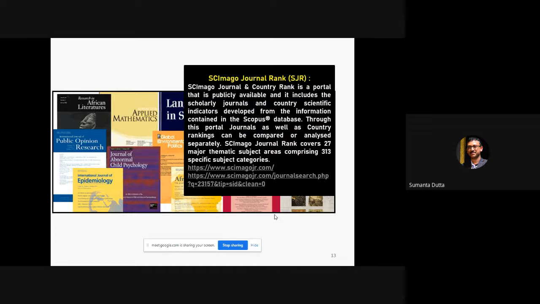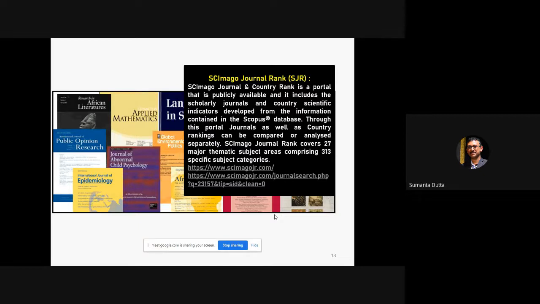Now the next question arises in the context of this SJR: how can we calculate the SCImago Journal and Country Rank? They are also adopting a 3-year window. They are adopting a weighted average method. The formula is A by B. In A, the numerator is the average number of weighted citations in a given year to the articles published in the previous 3 years.